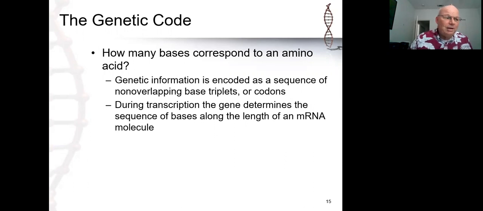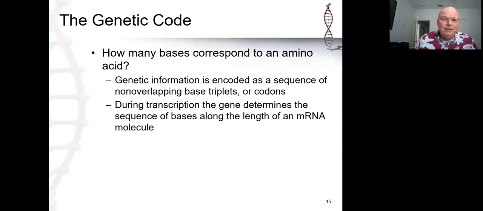Well, the smallest combination of letters is a 2-letter word. So how many 2-letter combinations can we make from 4 nucleotides? And the answer is 16. There are 16 possible combinations. That's a lot closer, but it's still not enough.